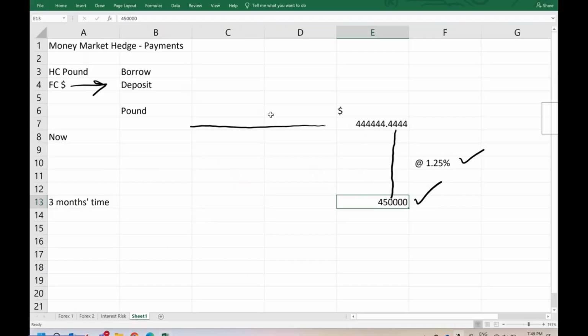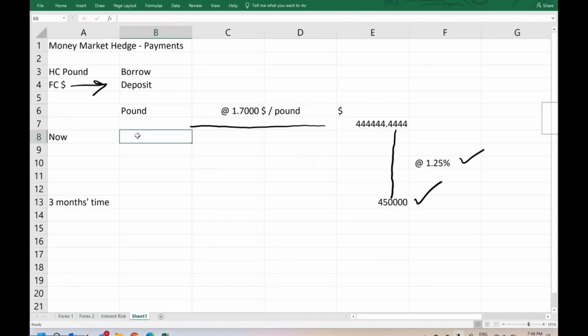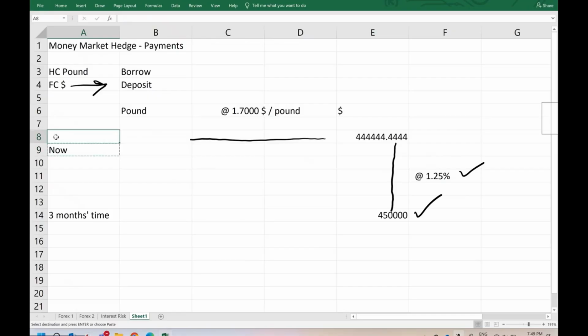1.7000. So we will discount using the rate 1.7000 dollars over pound. Is it? Yes. So we will get this money in 2 days' time. How? This divided by 1.7000. That's the answer.